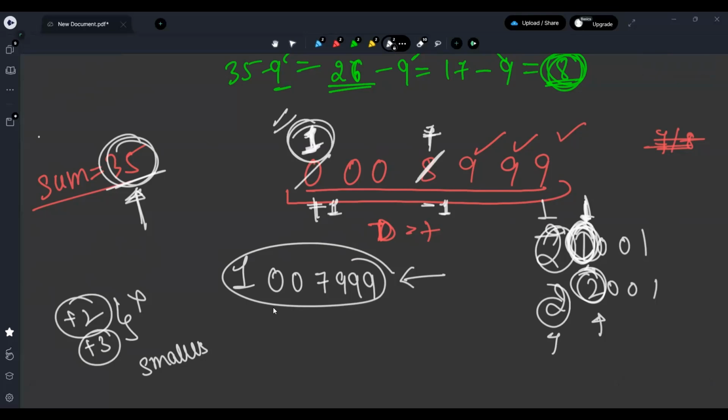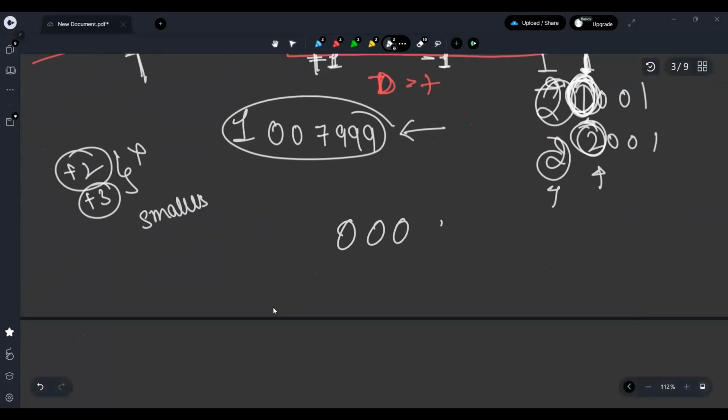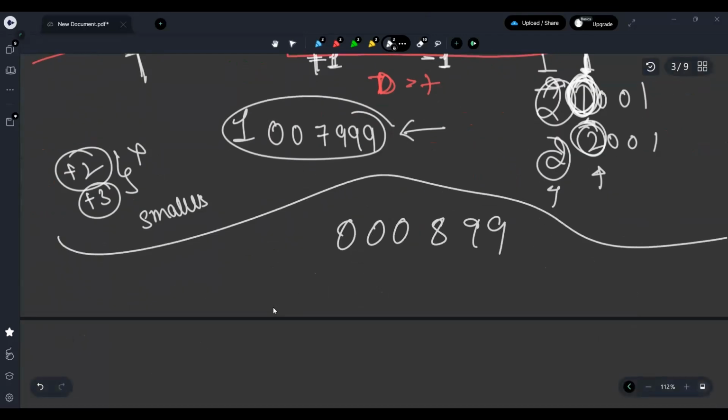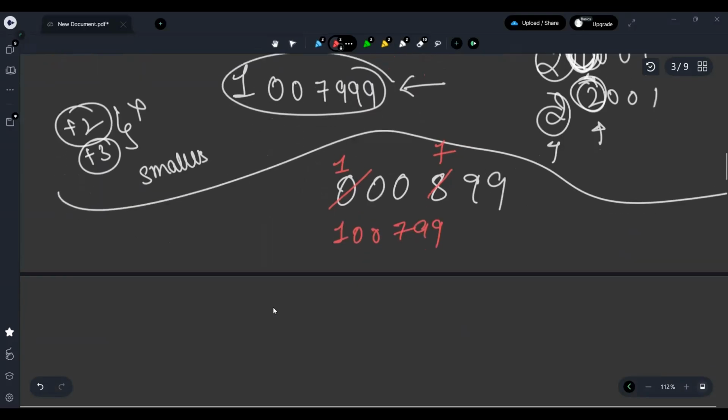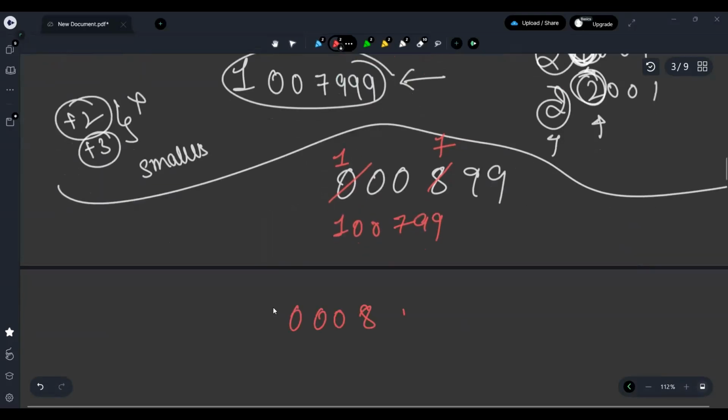Okay. Now why are we decrementing by 1 from here? Why not from here? Let's say we are given 0, 0, 0, 8, 9, 9. I will decrement the 8 to 7, and I will make this one, so this will become 1007999. If I decrement from here instead, this will become 8 and this will become 1, giving 1000898.